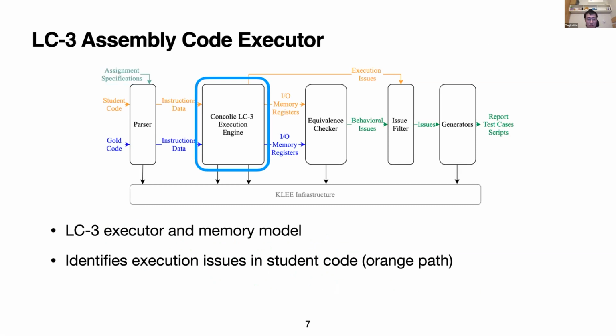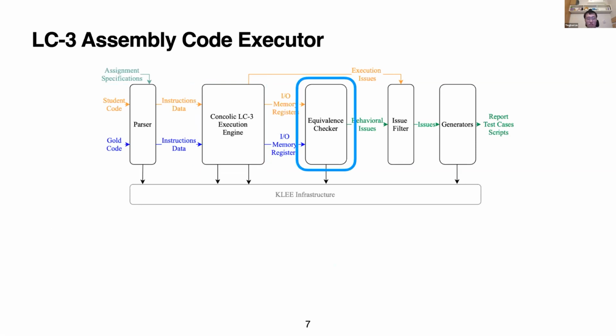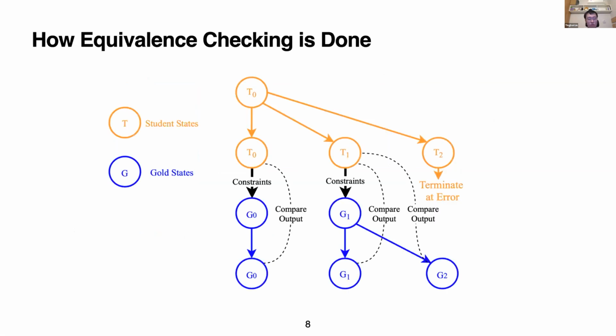During the execution, our executor detects execution issues of the student code, such as accessing uninitialized memory, and those issues are collected for later feedback generation. The code then goes to the process of equivalence checking. In the equivalence checking, the student code and the gold code are run in logical machines that are initially equivalent, while the final constraints of one of them are used as input to the other.